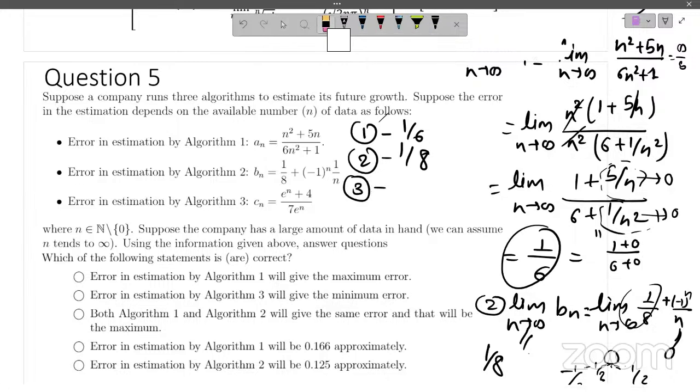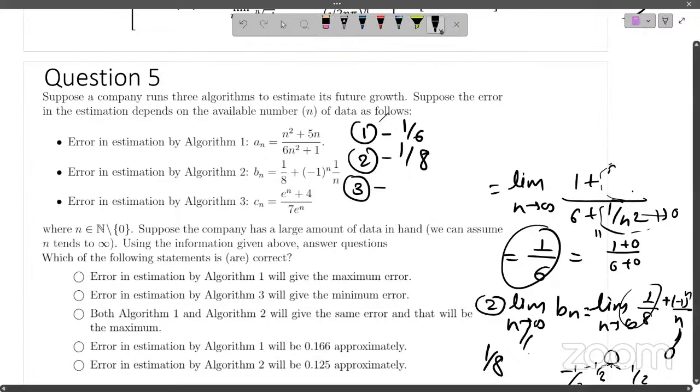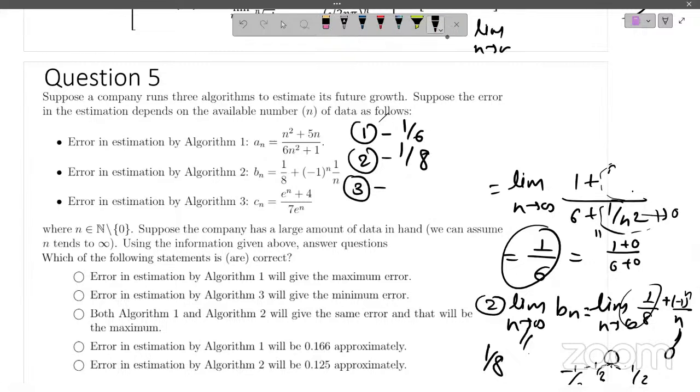Now the same thing we have to do for cn also. For cn, observe that you have e to the power n plus 4 by 7 into e to the power n. So the limit as n tends to infinity of (e to the power n plus 4) by (7 into e to the power n). Here also it is an infinity by infinity case. So I will take common the term that is the main cause of infinity. Here e to the power n is the main cause of infinity, so we'll take out e to the power n.